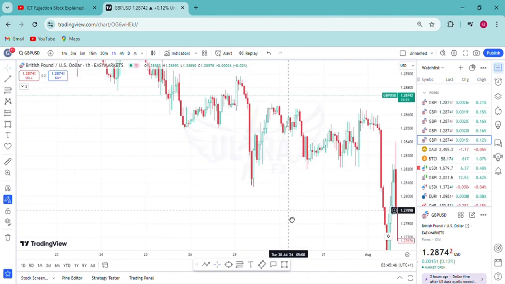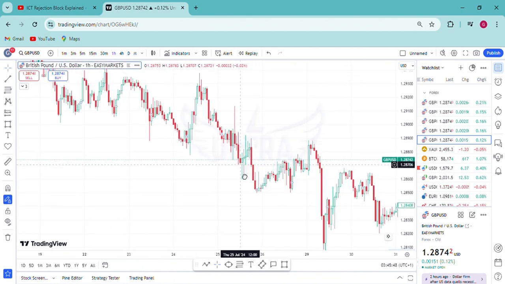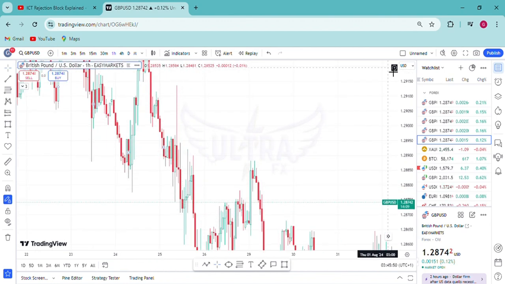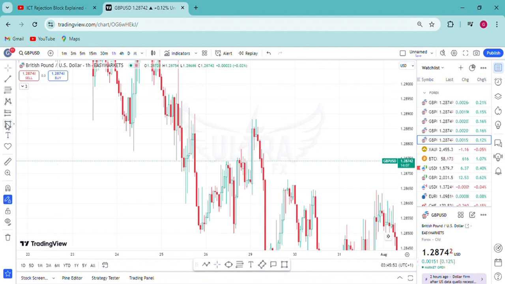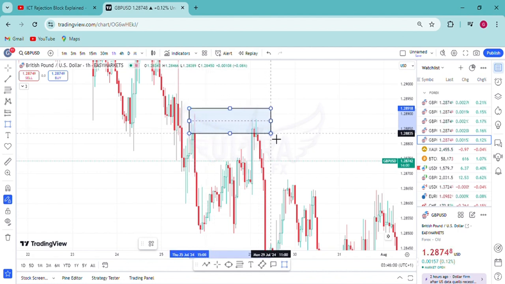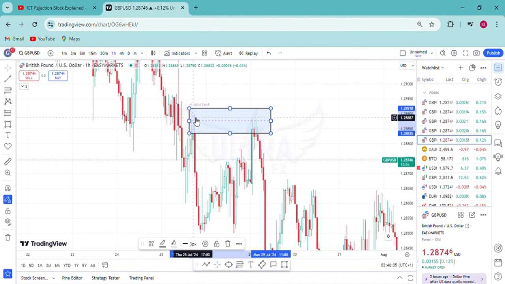So we have other cases like this. We have a rejection block here, we have a rejection block here, this is one rejection block here. I will choose this, and from this to this point. So now you can see that price is rejecting from this point. You can see it, price is rejecting from this point.